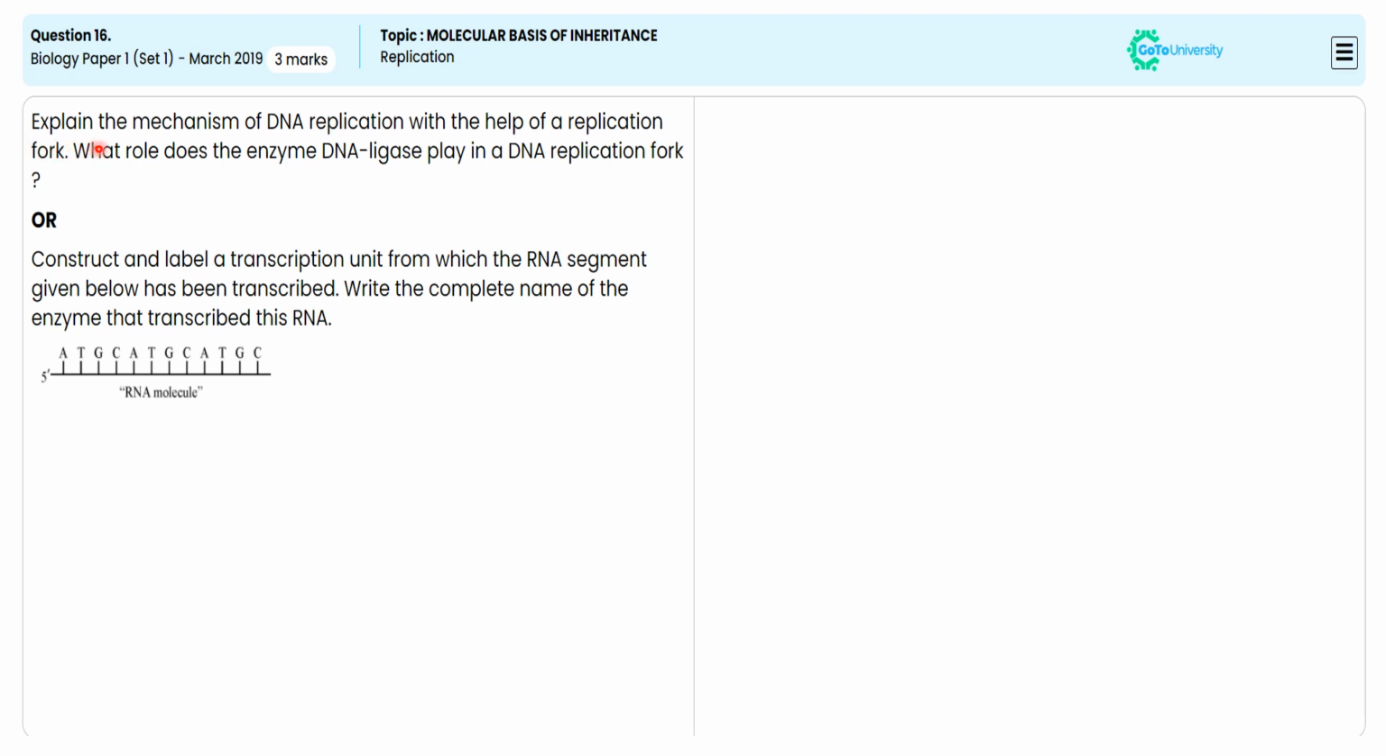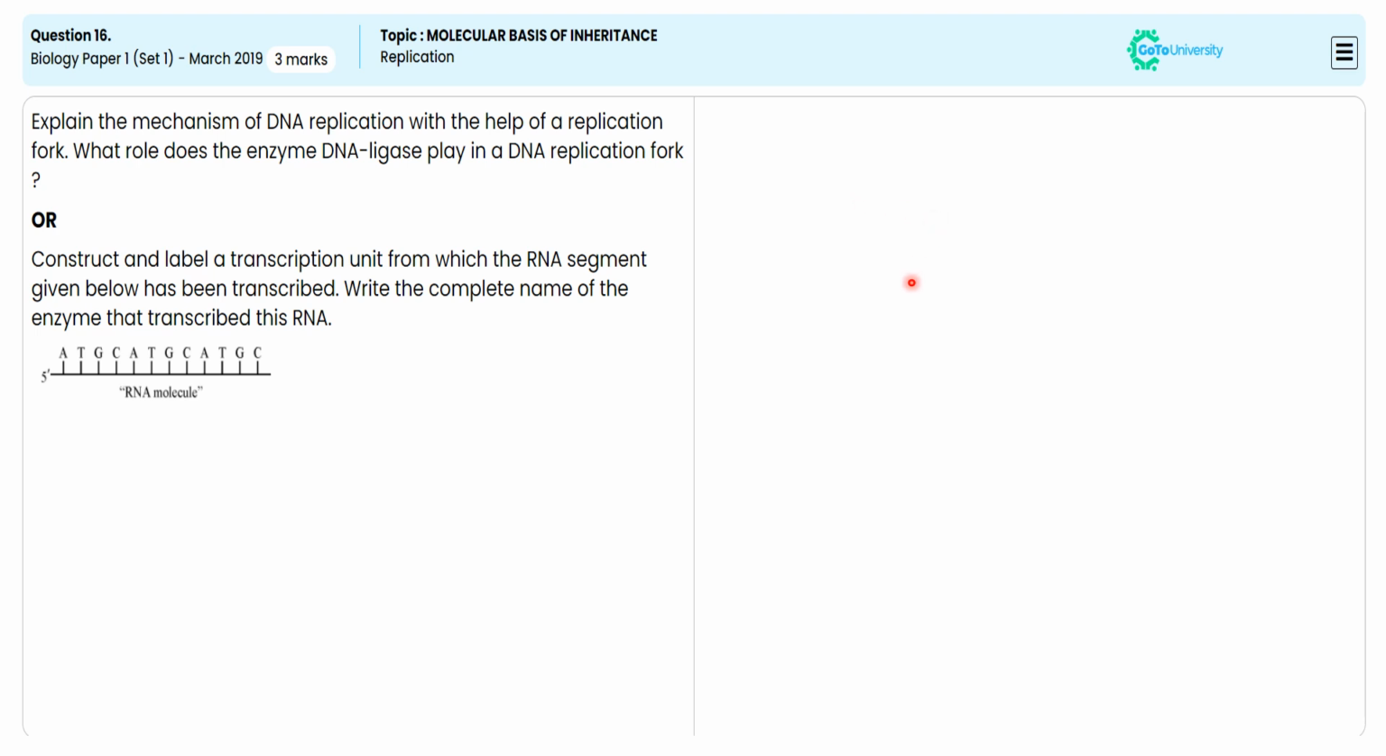In this 3-mark subjective question, they are directing us to explain the DNA replication mechanism with the help of a replication fork, and to specify in which way the DNA ligase enzyme works in the DNA replication fork. For this, we specify that DNA replication starts from a specific site called the origin of replication.